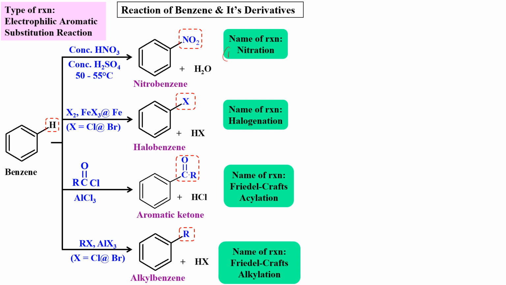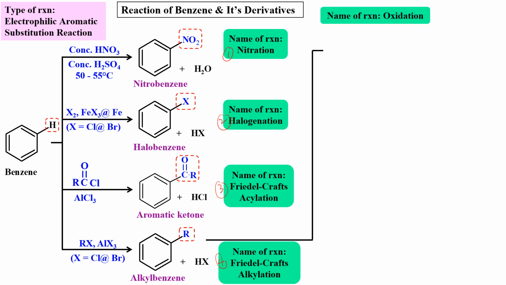Nitration, halogenation, Friedel-Crafts acylation, Friedel-Crafts alkylation, all of them are electrophilic aromatic substitution reactions. Now we look at the reactions involving the side chain of benzene, where the benzene ring is not affected. It only affects the side chain.